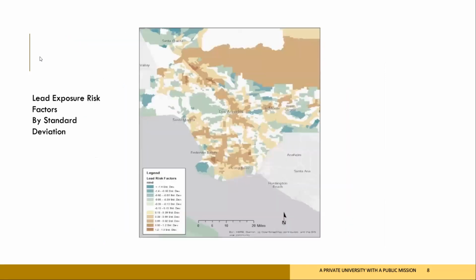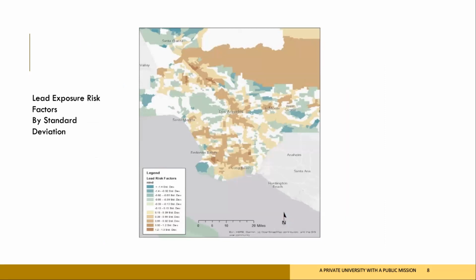And this map here is visualizing the lead exposure risk in the Los Angeles County. The standard deviation as shown in the legend is 1/2, with blue being your 0 risk and the reddish orange being the greatest risk, which is 6.